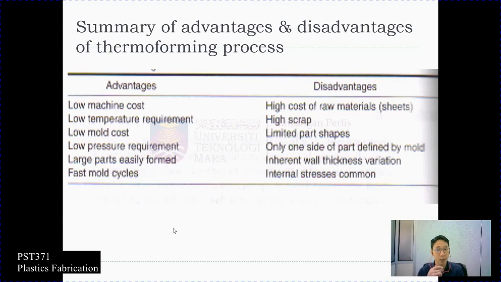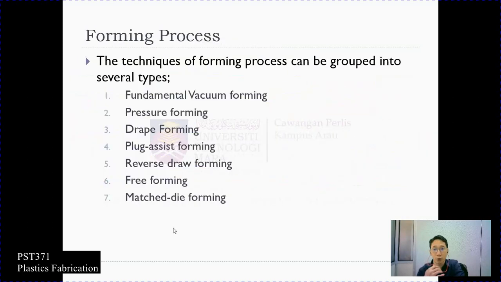High scrap, okay. Limited part shapes, difficult parts or very delicate detail cannot be produced using thermoforming. Only one size of part defined by mold, inherent wall thickness variation, and finally internal stress is very common. Although, as I mentioned just now, internal stress is very common with thermoplastic fabrication, however, thermoforming is greater in internal stresses.